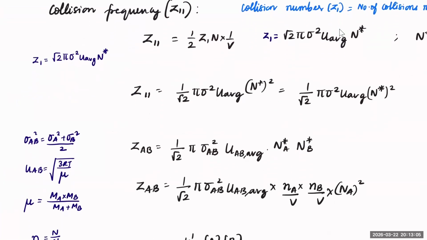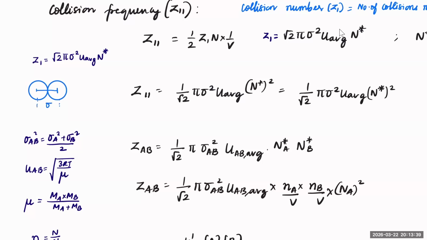Now Z1, when we calculated using the bimolecular collision theory, we found that Z1 is equal to this value, that is root 2 pi sigma square. Sigma is the collision diameter. Collision diameter means if a particle is like this, and it is colliding with the other particle, then the distance between the centers is what we call the collision diameter.